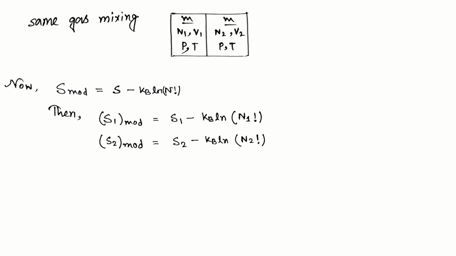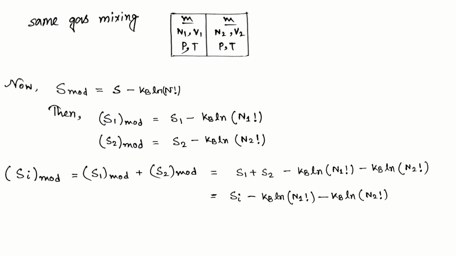So S modified comes from the general equation, so it's a subtraction. That means entropy is decreasing a little bit: S minus kB ln n factorial. So in our case, it will be written as S1 minus kB ln N1 factorial, because in the first portion there is N1 number of molecules, and following for the second one. Okay, now we are allowing the mixing. And this is now our initial modified entropy.